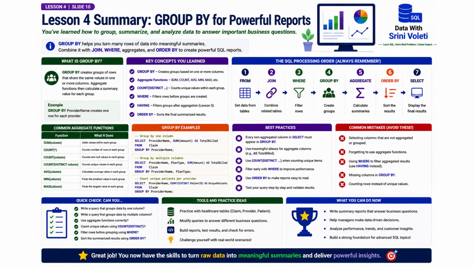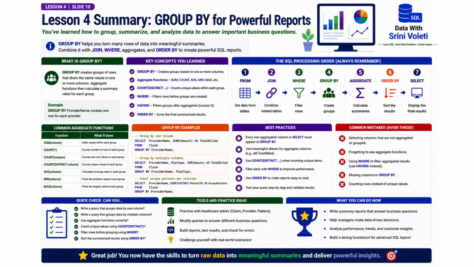First, what exactly is grouping by? GROUP BY creates groups of rows that share the same value in one or more columns. Instead of calculating one result for an entire table, SQL calculates one summary for each group. That's what makes GROUP BY so powerful.